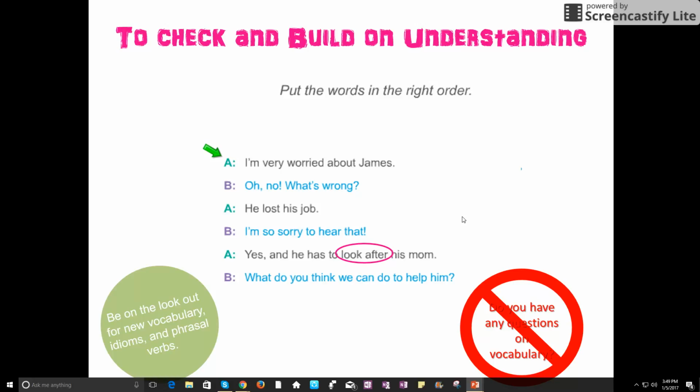You really want to be on the lookout for new vocabulary or the target language, any idioms that are in the lesson, and phrasal verbs. So be on the watch for that. And again, rather than asking, do you have any questions, pick the phrase, the phrasal verb, or the idiom out and say, can you explain? What does this mean? You'll definitely get a better response from the student and a better understanding on how you can build their vocabulary, what areas they understand and what areas they are struggling with.